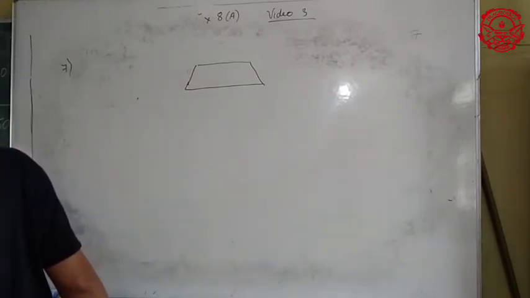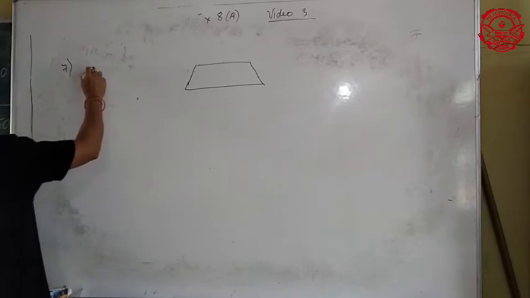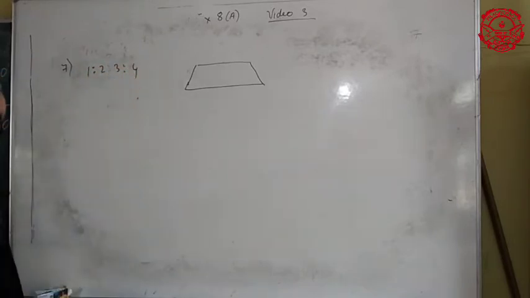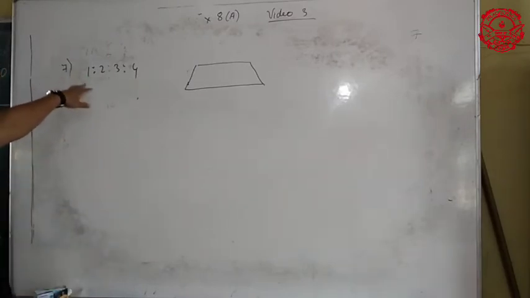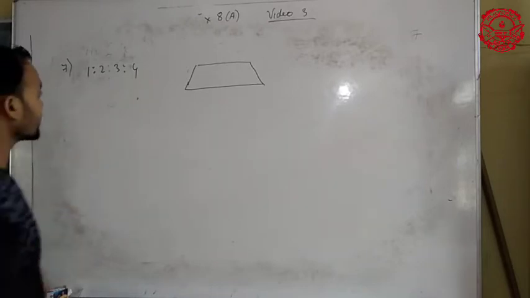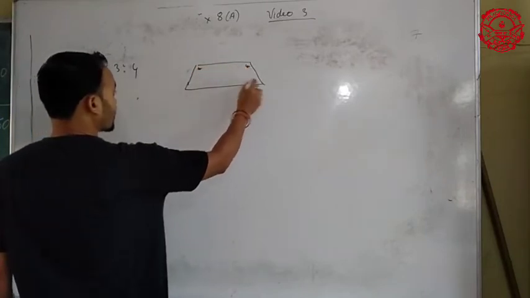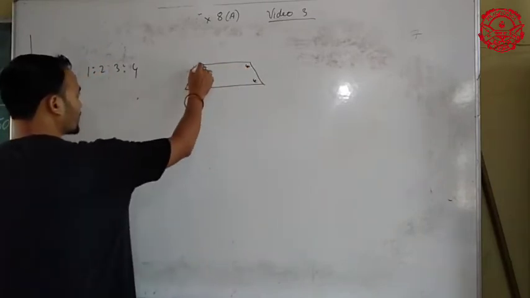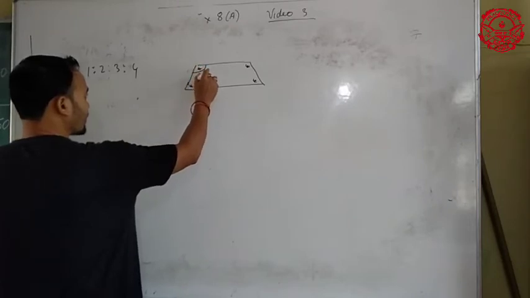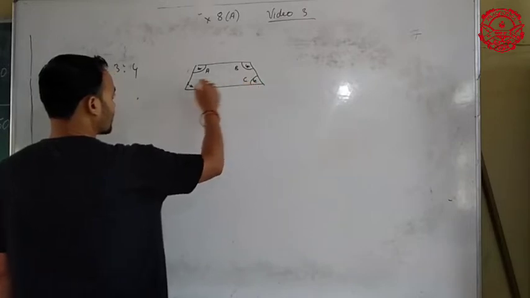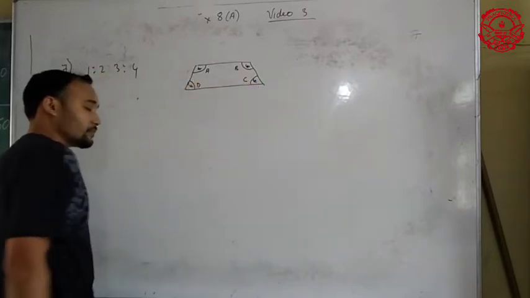The ratio is 1 is to 2 is to 3 is to 4. The angles are in the ratio 1 is to 2 is to 3 is to 4. So we need to calculate the angles of this. What is the value of this angle? Let us consider it to be ABCD: angle A, angle B, angle C, angle D.